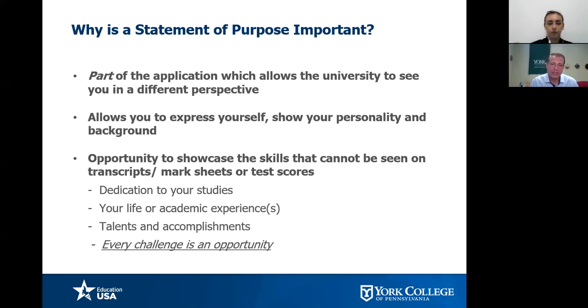So think of it as another way to showcase your dedication to your studies. Why do you want to pursue the academic program that you want to pursue? Why is that important to you? Your life experiences, your academic experiences, your talents, your accomplishments. And again, think of this as every challenge is an opportunity.